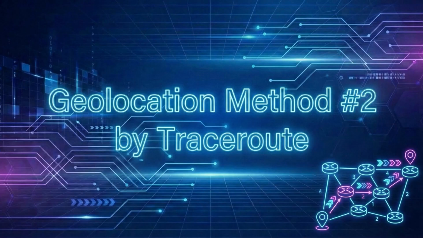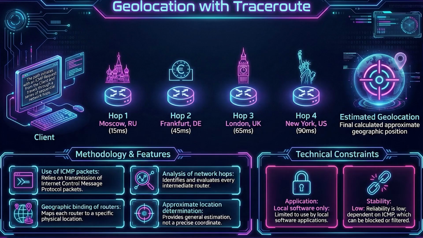Let's move on. The next method. The next method is called traceroute. Surely you know what traceroute is, or has anyone ever executed this command on the Windows or Linux command line? This command allows you to know how your traffic is going through how many nodes.